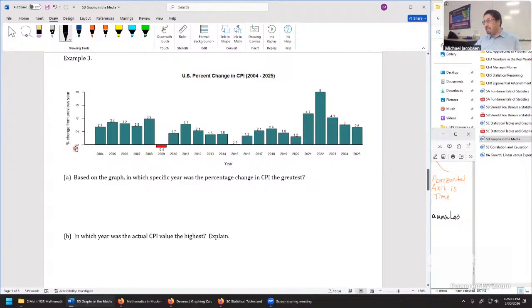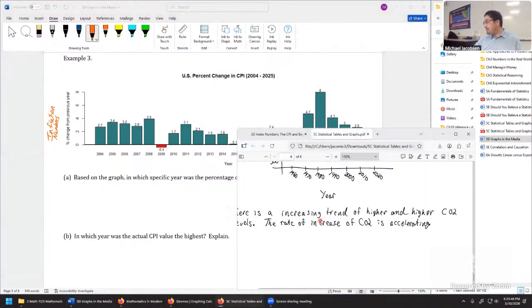So here's a pretty interesting bar graph going from 2004 all the way up to 2025. On our vertical axis, we're looking at the percent change from previous year. And if you think about that, those are computations we looked at before. If you're looking at percent change from previous year, these are essentially inflation numbers. In fact, that's how we calculate inflation. We looked into a formula that went about like this.